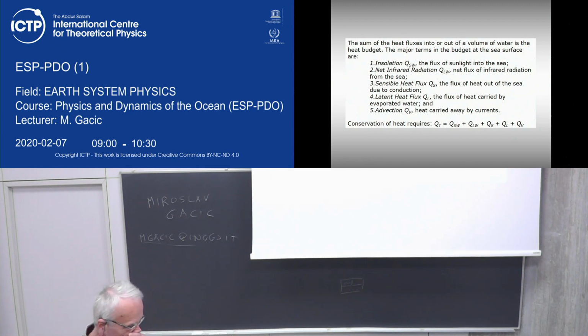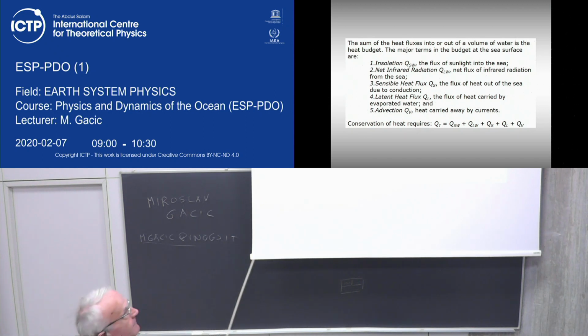Infrared radiation is the radiation of heat, which is simply due to the temperature of the ocean. The higher the temperature, the higher the infrared radiation. This is where the ocean behaves as a black body. This is black body radiation, where the ocean releases heat due to the fact that it has a certain temperature.